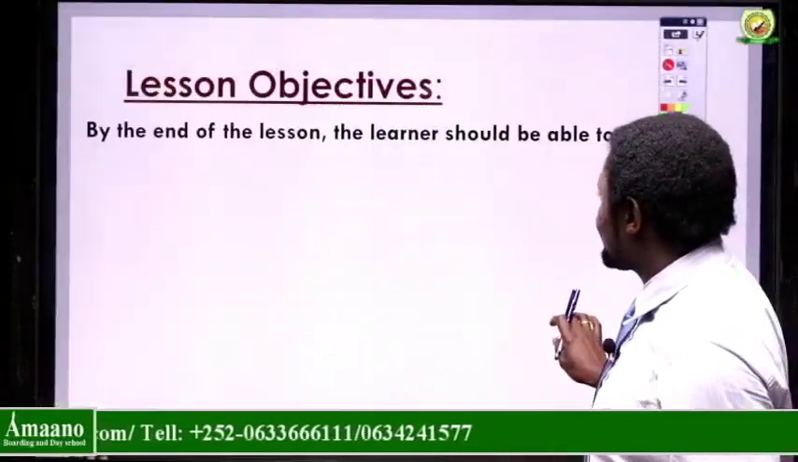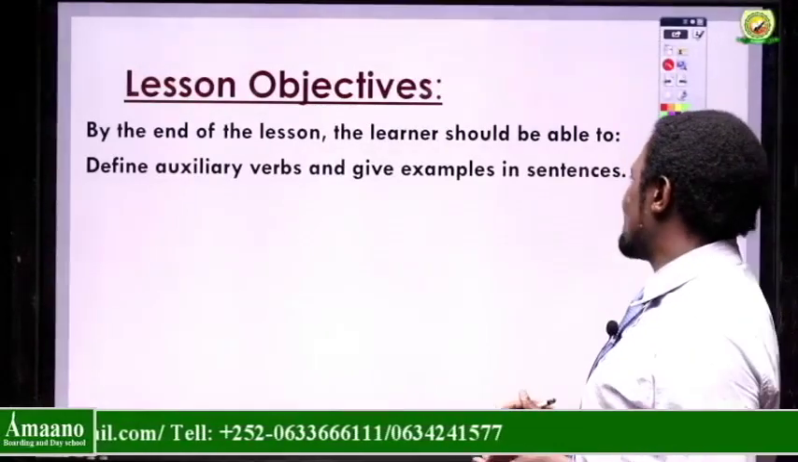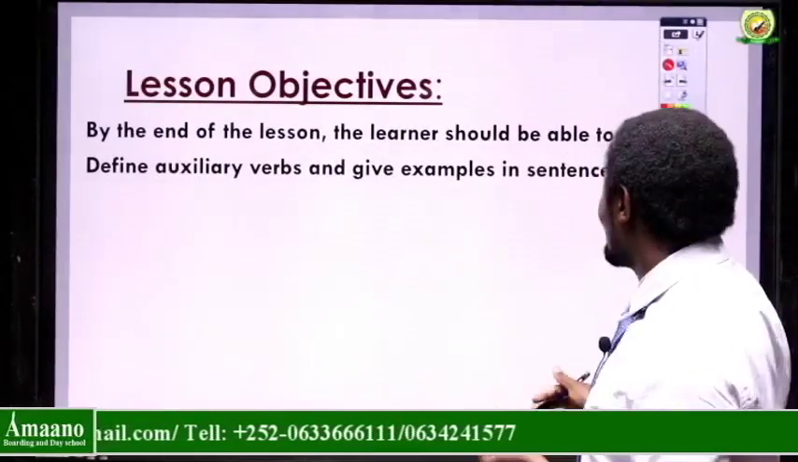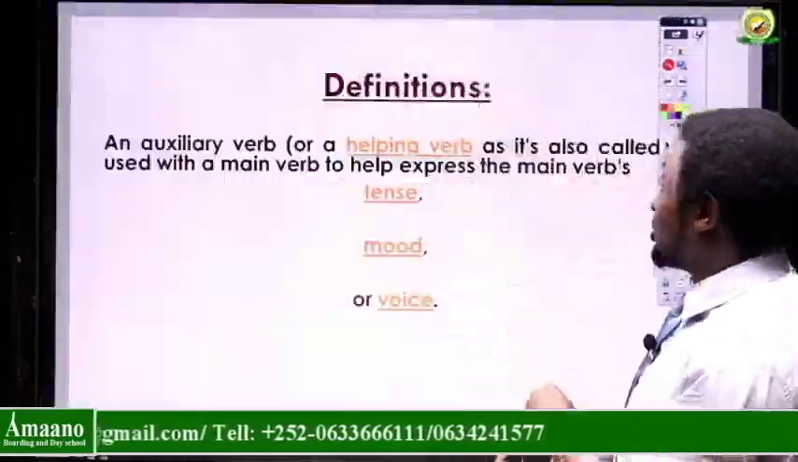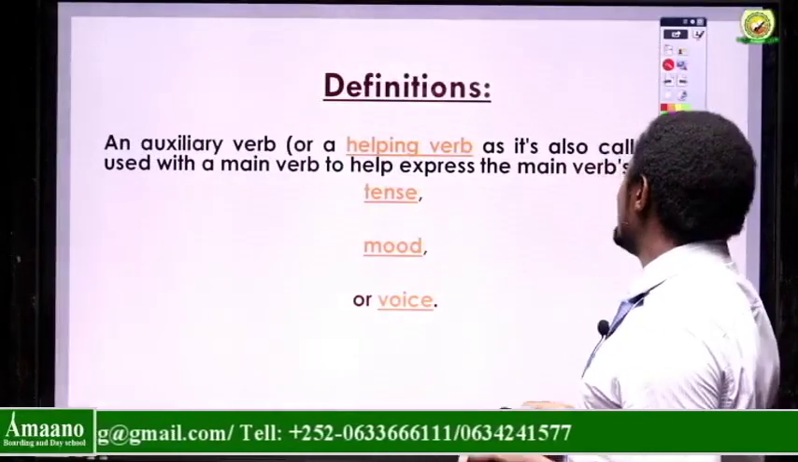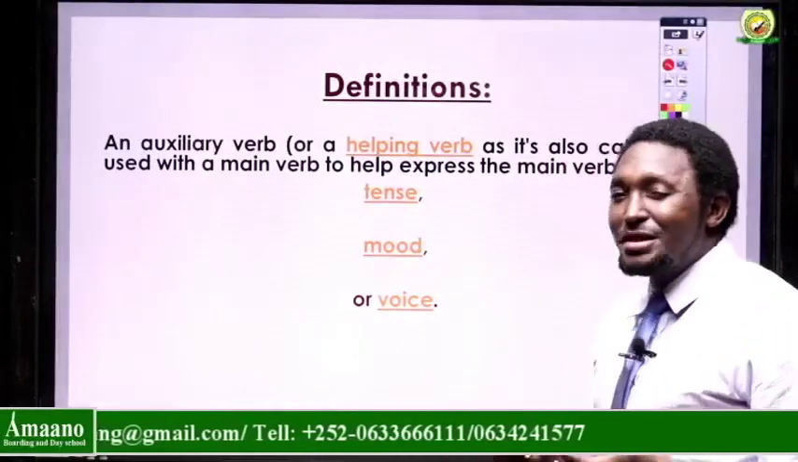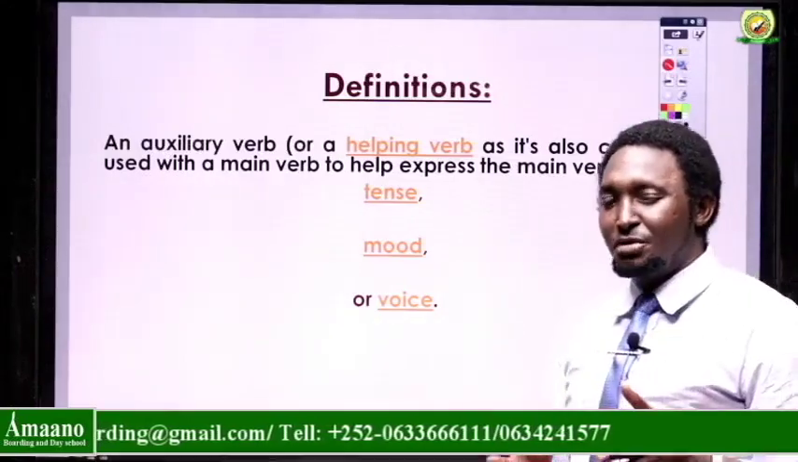The objective: by the end of the lesson, the learner should be able to define auxiliary verbs and give examples in sentences. Definition: an auxiliary verb, which is also referred to as a helping verb, is used with the main verb to express the following. This is very important.